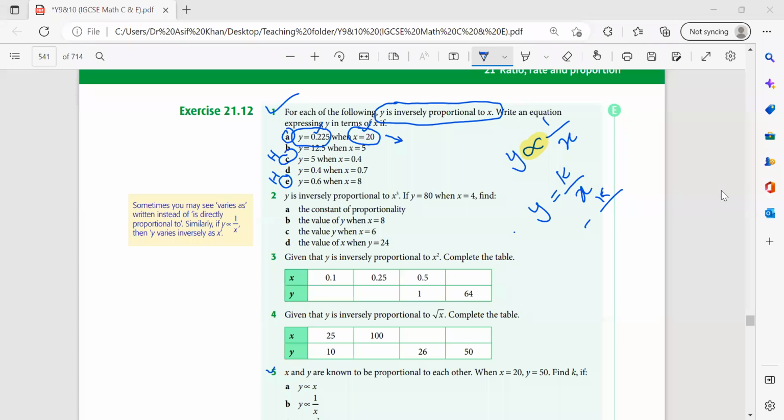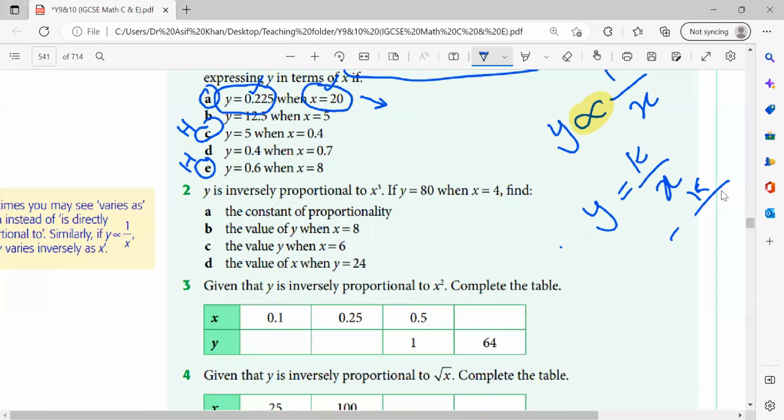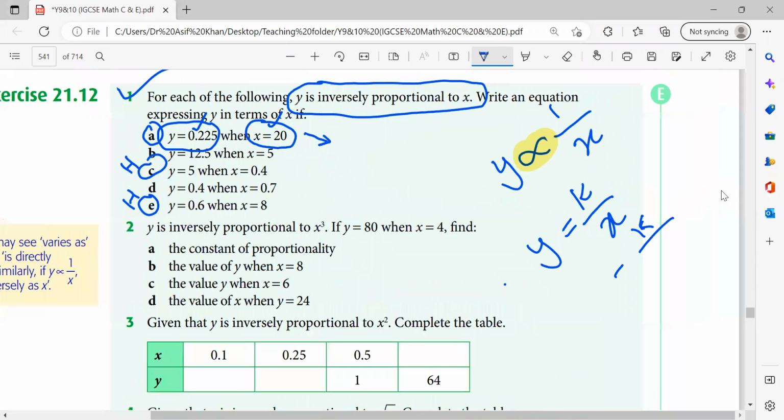In the second question, he says y is inversely proportional to x cube. So this time you will write y proportional to, and only the change will come here. It will be x cube, not only x. And he says y is equal to 80 and x is equal to 4. So in place of y, I will write 80 is equal to k over, in place of x, I will write 4. But here it is x cube, so it will be 4 cube. So 4 cube is dividing here, it will multiply. So 4 cube times 80 is equal to k.